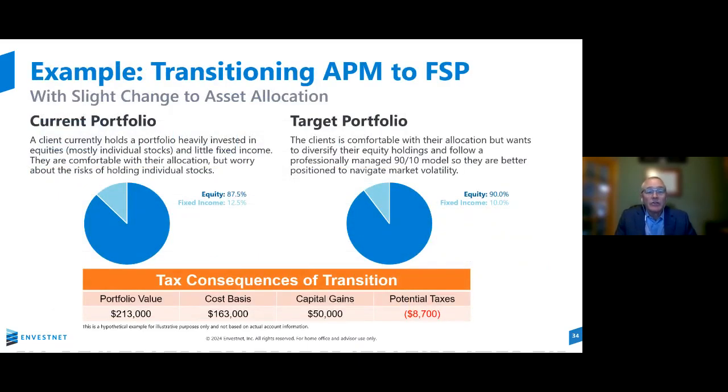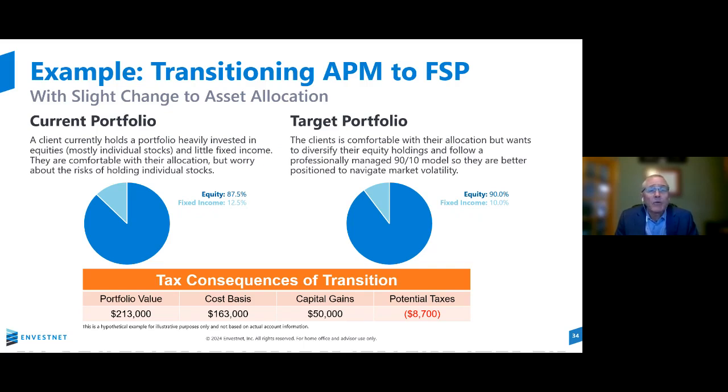So let's take a look at 2 cases of how this might come to life. We wanted to show 2 cases, one where there's not a meaningful change in the asset allocation, and another one where there is a meaningful change, just to see how the solution can work in both contexts.